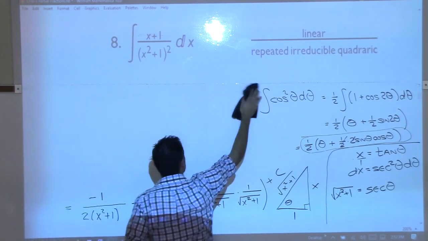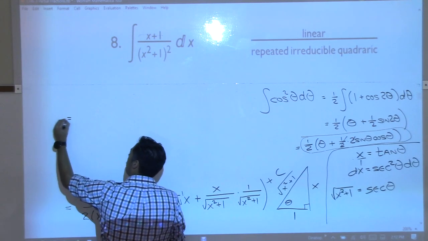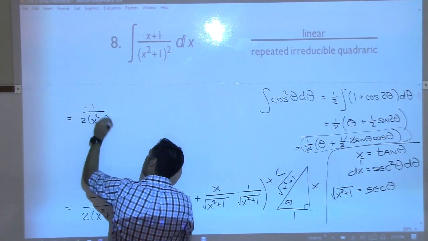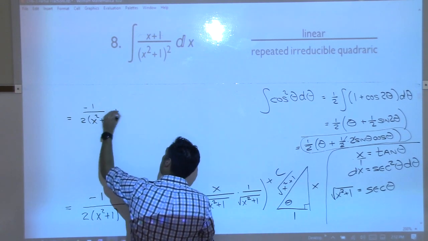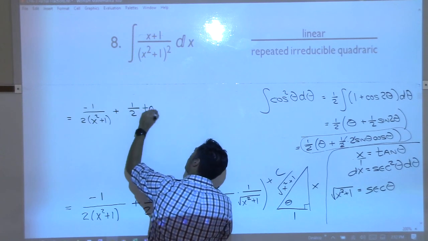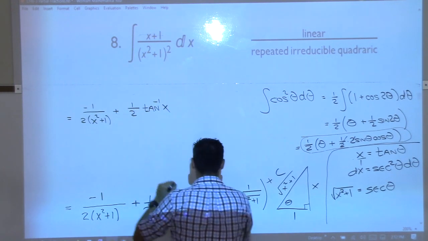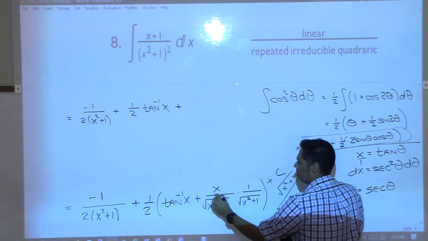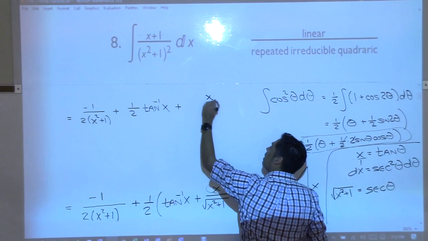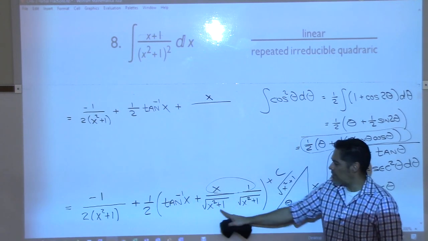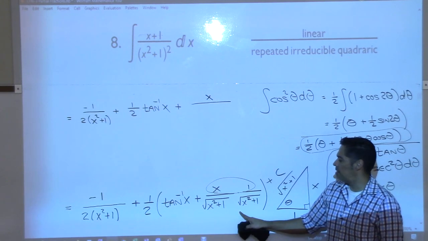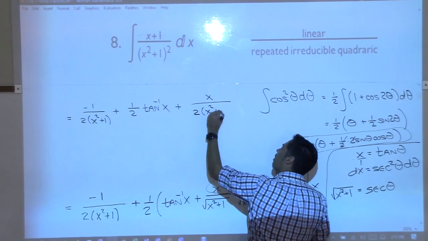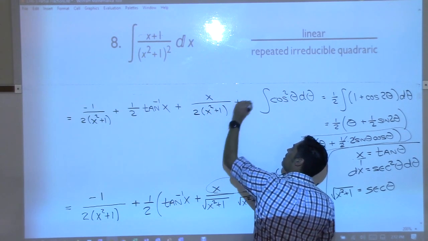Yeah, so I'm going to clean this up. So this is going to be -1/2, or 1 over 2 times x squared plus 1. And then we have plus 1/2 of arctangent of x. And then here we have another half. But this time I'm going to put these together. So x on top. And on the bottom, these roots go together, right? And the roots cancel out, so we just get x squared plus 1, and then we still have a 2 on the bottom. So x over 2 times x squared plus 1, plus c.